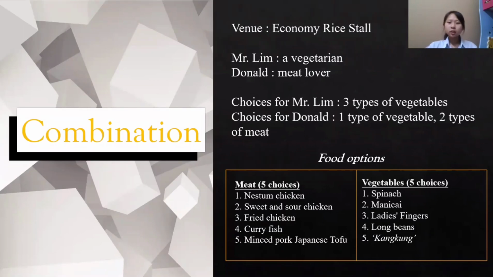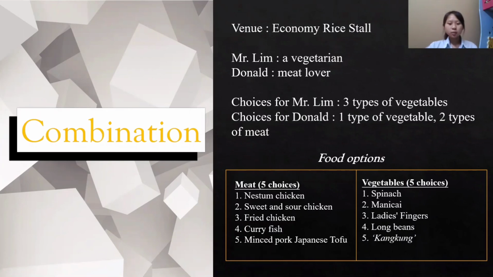The venue is an economy rice stall, where Madam Tan is trying to choose some food for Mr. Lim and Donna for lunch. Mr. Lim is a vegetarian, while Donna is a meat lover. Therefore, she's trying to choose 3 types of vegetables for Mr. Lim, and for Donna, 1 type of vegetable and 2 types of meat. The food options are as below.